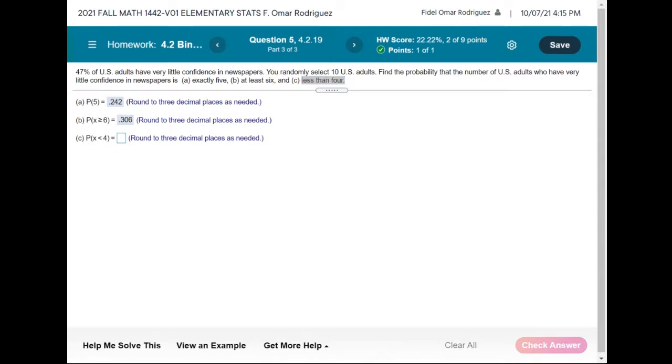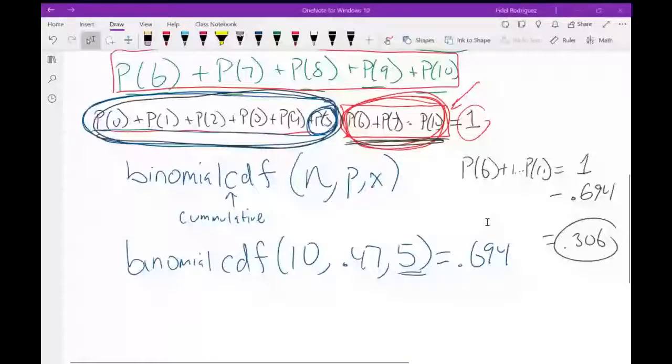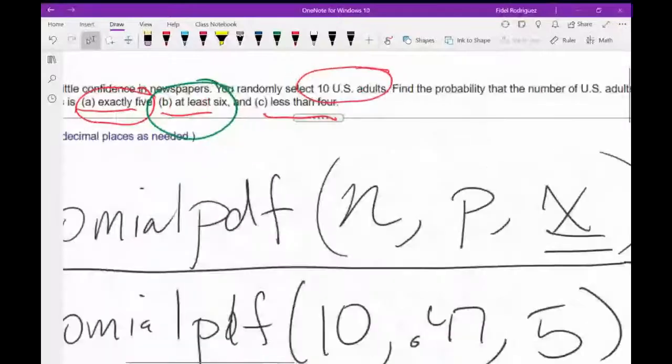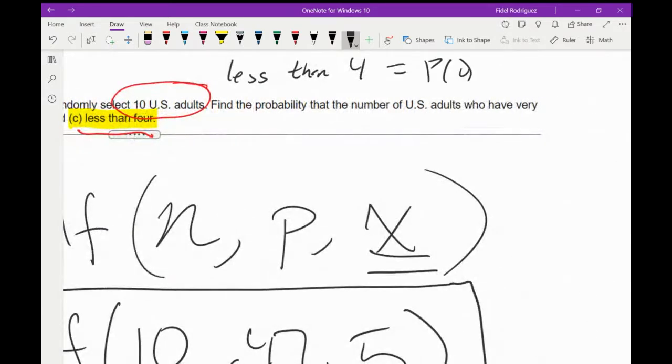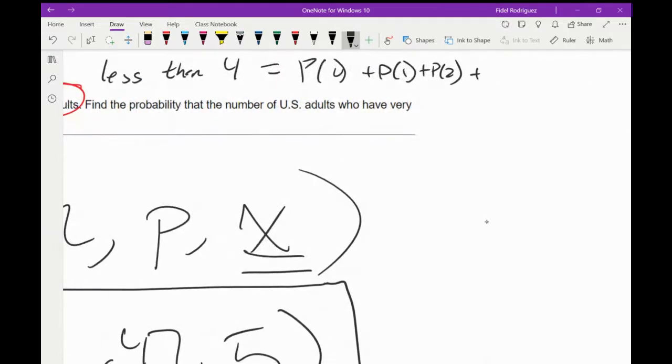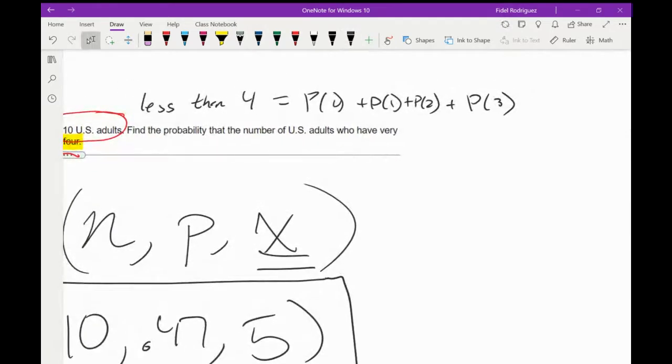Okay, so let me come back to my notes one more time so that we can see what's happening here. Okay, so now we're going to do part C, less than 4. Let's think about what less than 4 means. Less than 4 really means the probability of 0, the probability of 1, the probability of 2, plus the probability of 3. Because it has to be smaller than 4, right? So again, I want you to think about this piece right here.